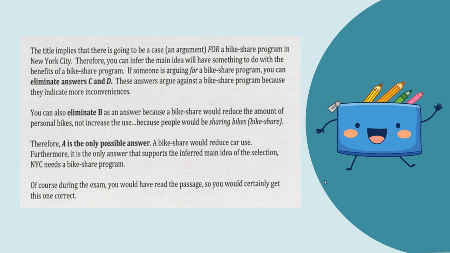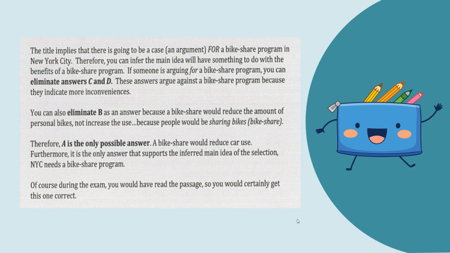The title implies that there is going to be a case, an argument, for a bike share program in New York City. Therefore, you can infer the main idea will have something to do with the benefits of a bike share program. If someone is arguing for a bike share program, you can eliminate answers C and D. These answers argue against a bike share program because they indicate more inconveniences. You can also eliminate B as an answer because a bike share would reduce the amount of personal bikes, not increase the use, because people would be sharing bikes.